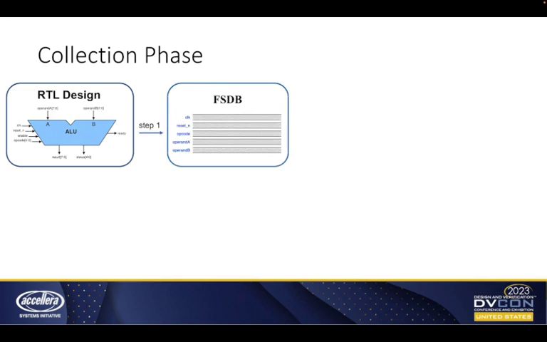In the first step, we let the RTL design run one unit of timestamp to generate the FSDB. In this step, there's no stimulus. We simply instantiate the initial block, then run for one unit of timestamp. By doing that, we will have all the signal names and the signal hierarchy information.